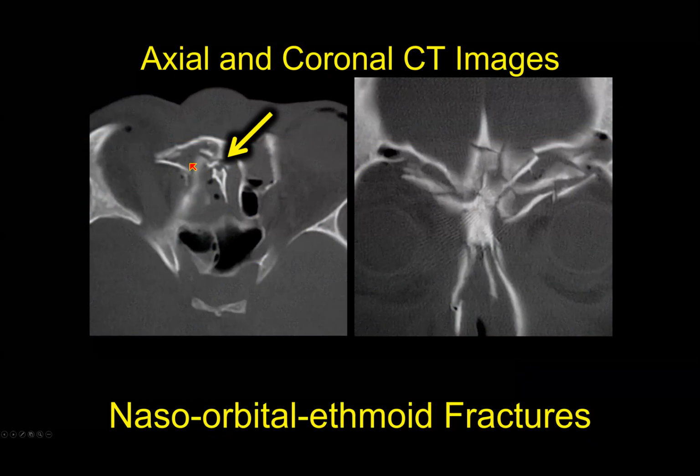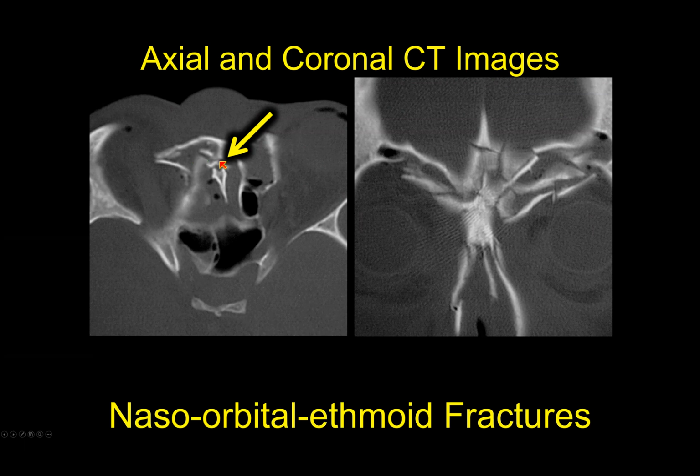So here's an axial CT. So we see depression of those nasal bones or pushback posteriorly in the medial walls of both orbits.